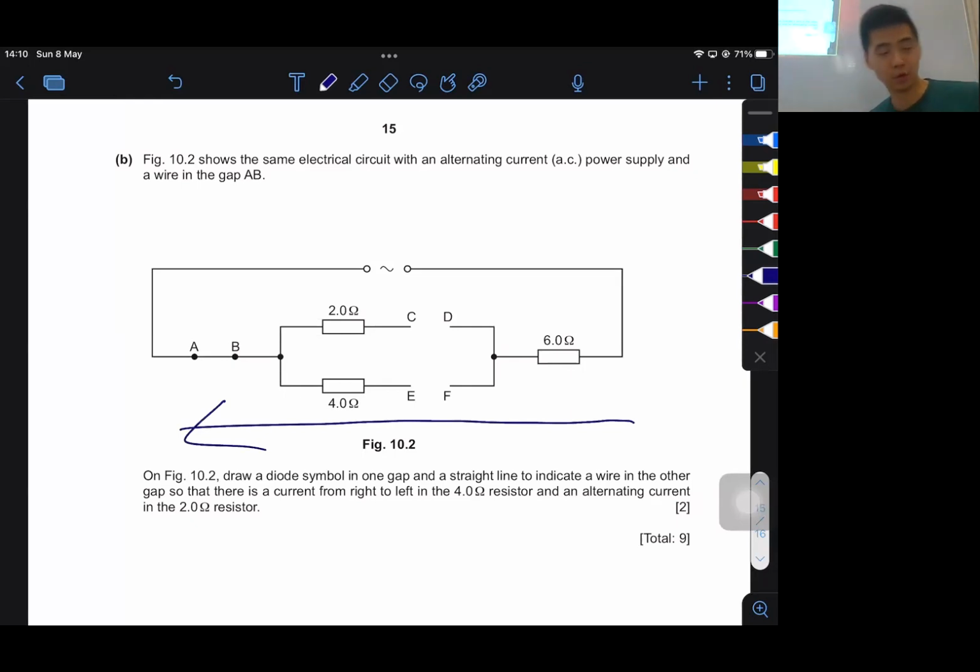Hey, this one I think everyone should know how to draw, right? What's the symbol of a diode again? Yeah, so it's a triangle on one line. Should the triangle be facing the left or the right for the 4 ohm resistor? It should be facing the left. Right. Then for this one just draw a wire. Then you get your marks. Easy. Why is that? Because the question wants the current to flow from right to left.